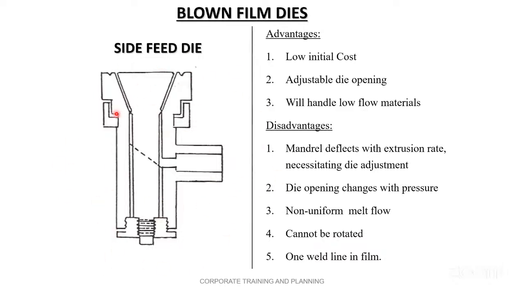It does not rotate like this. The die rotates at the center, because the material comes from here, so it will rotate like this, but on the side, the die is not possible. Therefore, we cannot adjust the thickness by using the side fed die. In a center fed die you can adjust the thickness, friend. Now, one weld line in the film, only one line because of this. Okay, only one line is possible in this case.